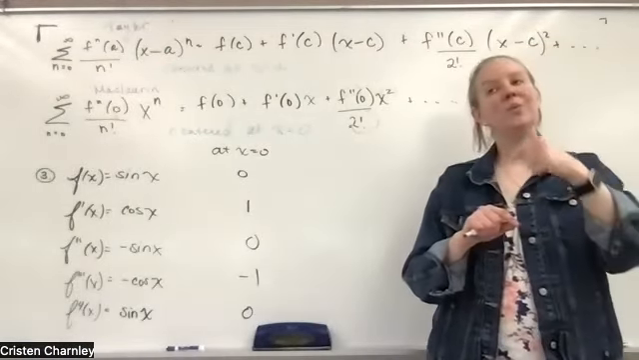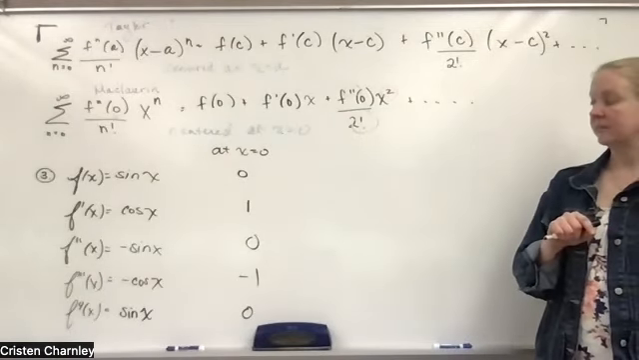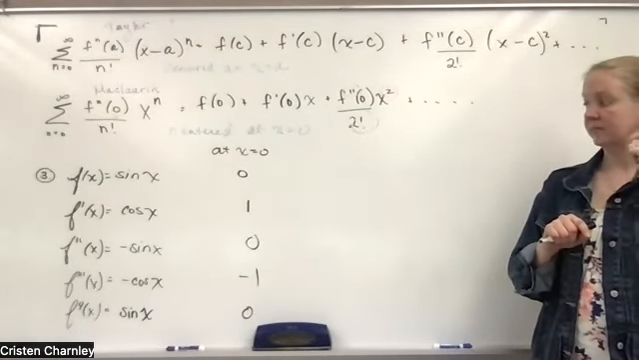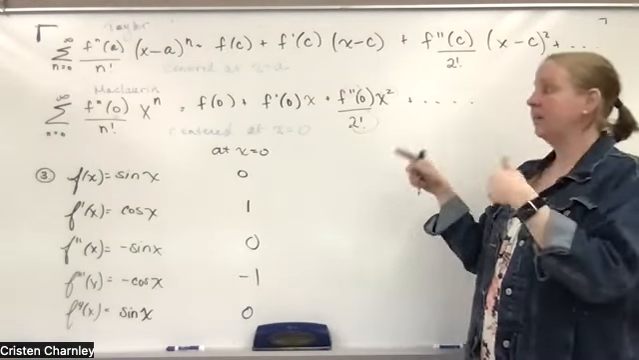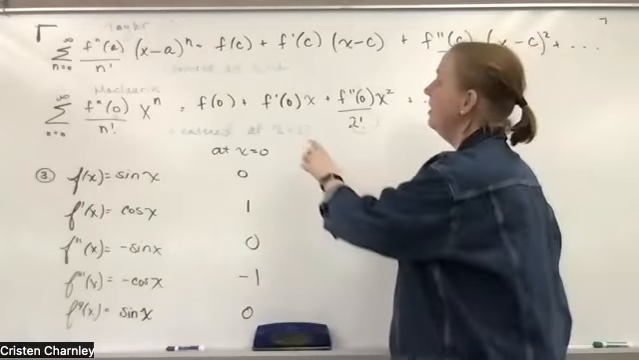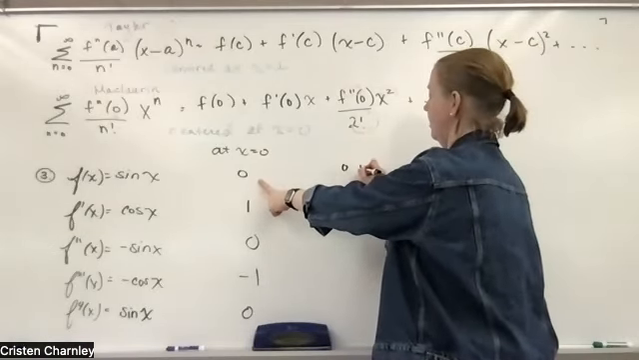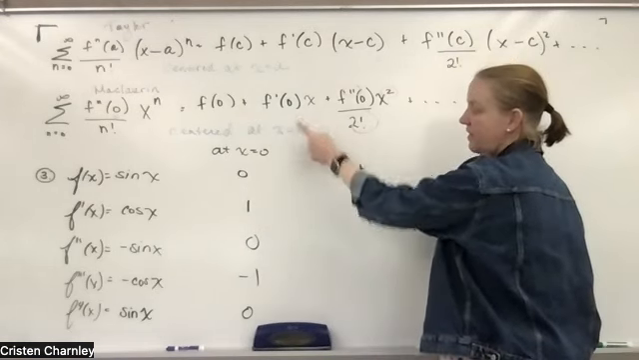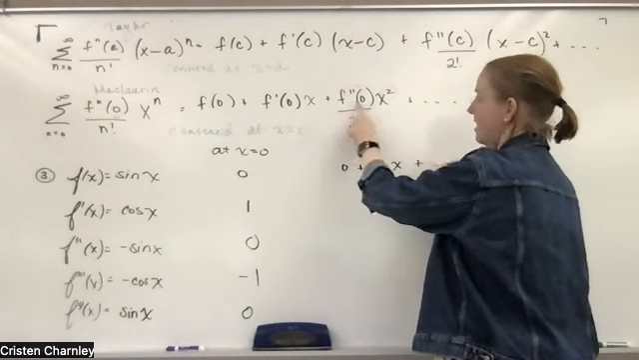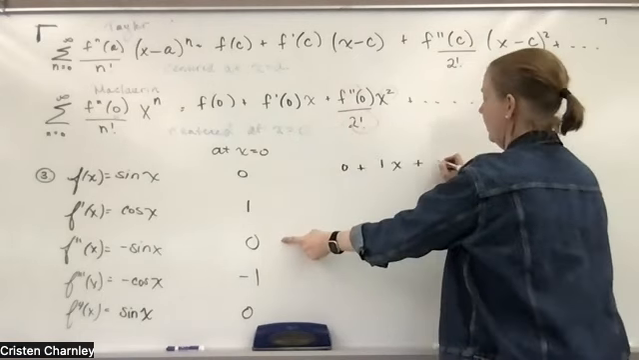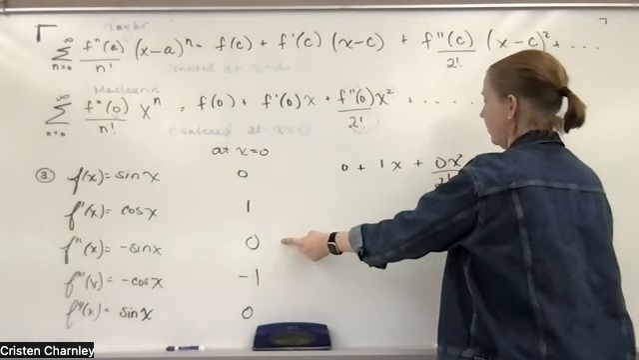Now, the zeros, what's going to happen with some of those terms? They're going to disappear, but because we're still new at this, I want to write them all out. So we have f of 0, so f of 0 is 0. The first derivative at 0 is 1 times x. The second derivative at 0 is 0, x squared over 2 factorial.